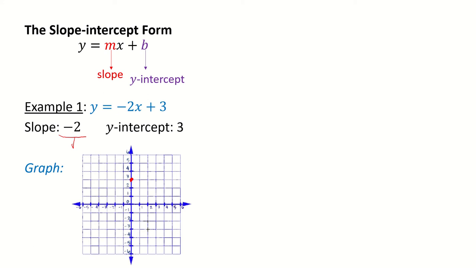So that means you will rise by -2. That means you will go down by 1, 2, and your run will be +1. So in the positive direction of the x-axis, 1. So you will find the second point. So connect those 2 points, you will have a line. So that is the graph of this equation.